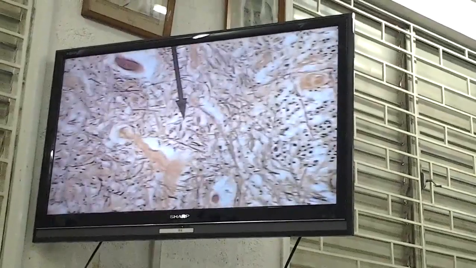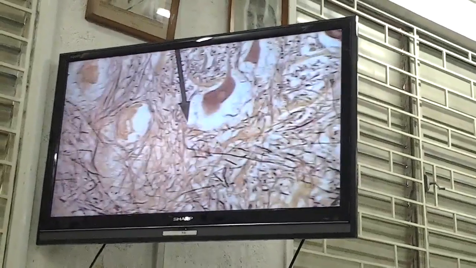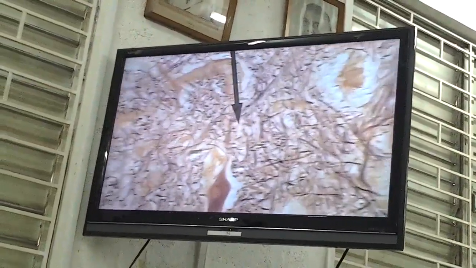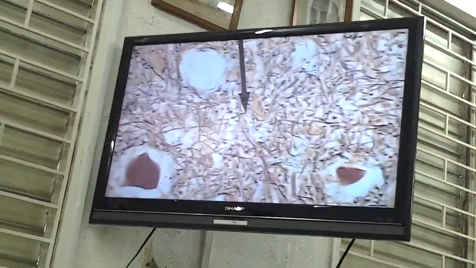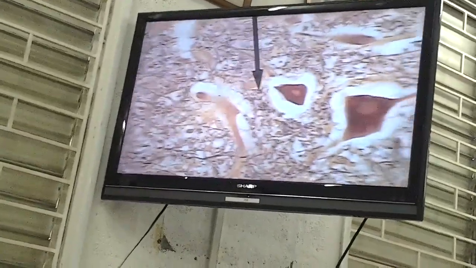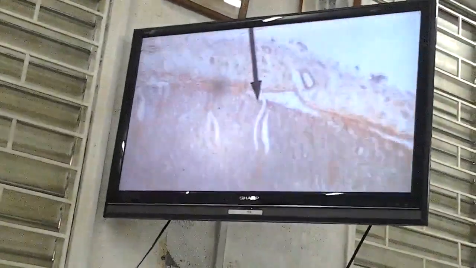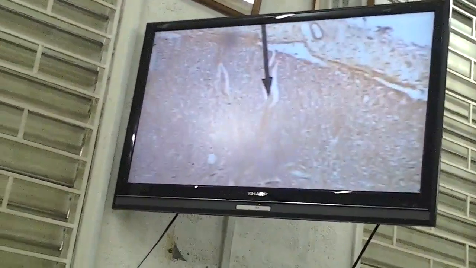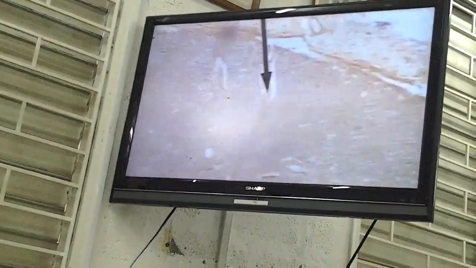Now you can see these are all large multipolar neurons. I'm just scanning it, seeing if I can find a good axon here. But this is a cross-section through the spinal cord. Here you can see the meninges surrounding the spinal cord, right here.